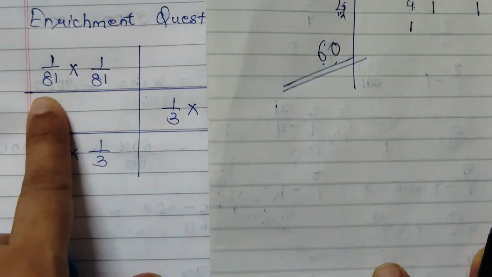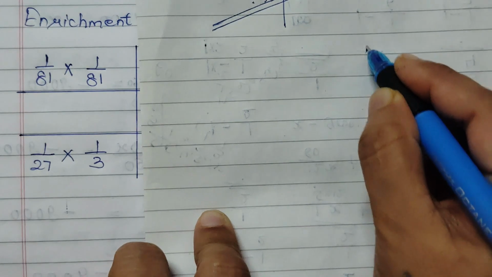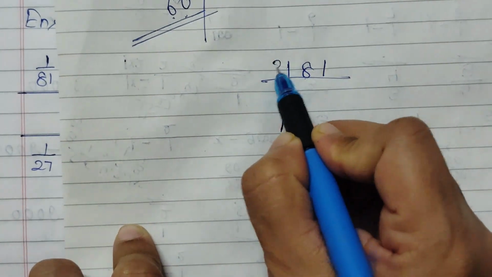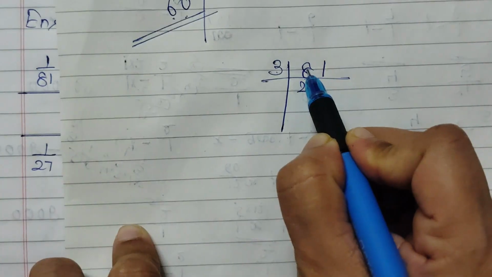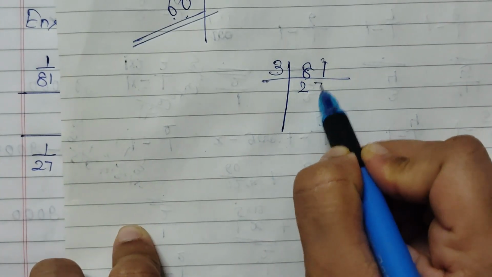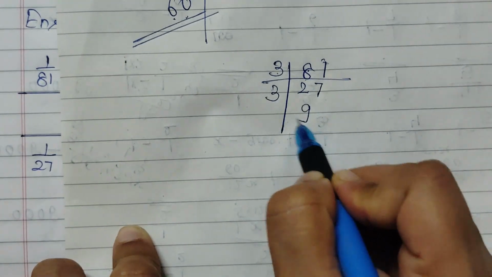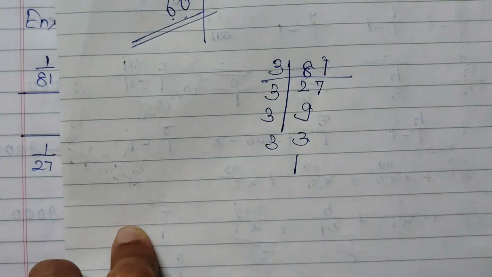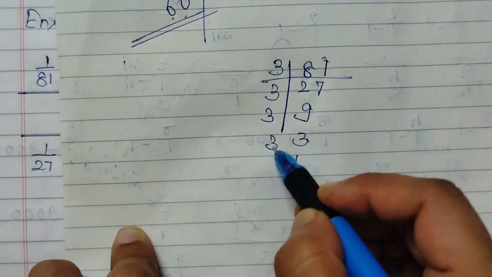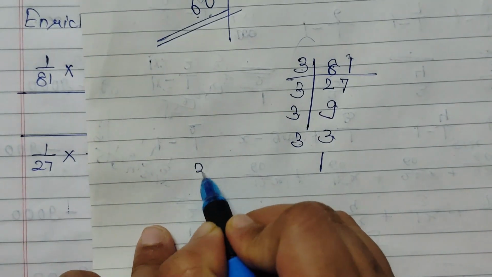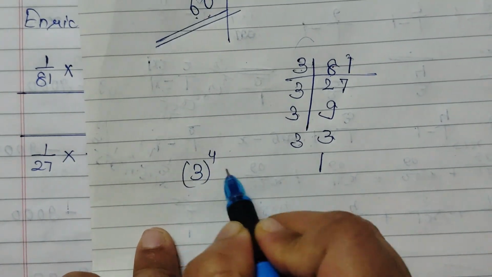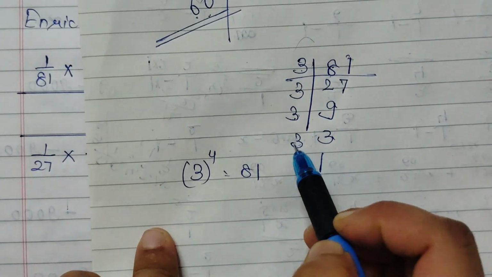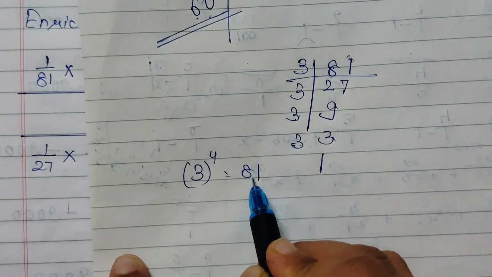So see, 81 is there. So I will simplify 81 by this method. We'll take 3. 3 2s are 6, 2 remains. 3 7s are 21. 3 9s are 27. 3 3s are 9. 3 1s are 3. So how many times did I get 3? 4 times. 1, 2, 3, 4. So 4 times we get 81. The 3 3s are 9, 9 3s are 27, 27 3s are 81.